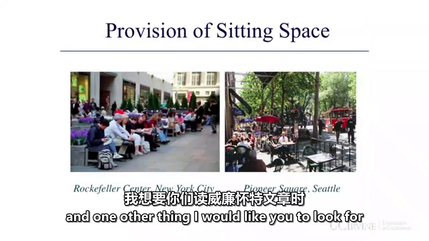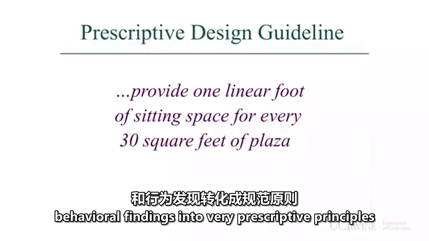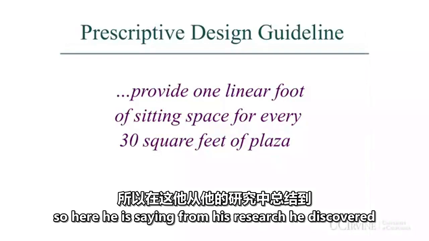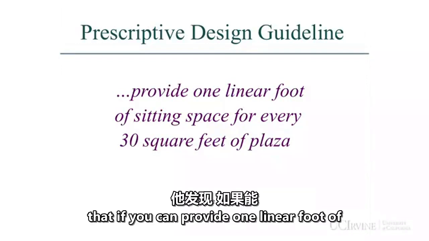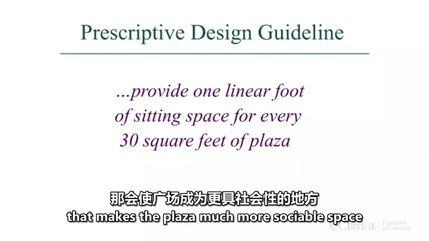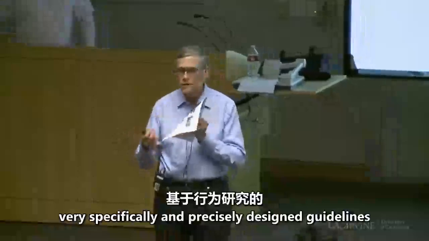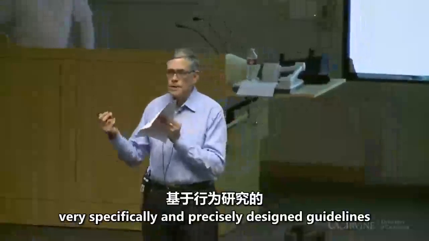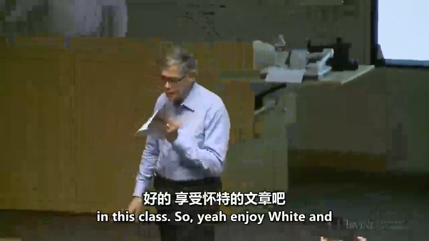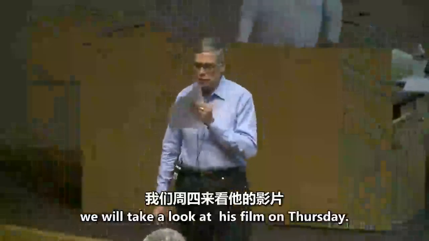And one other thing I'd like you to look for when you read William White, he talks about translating some of these design findings and behavioral findings into very prescriptive principles. So here he's saying from his research, he discovered that if you can provide 1 linear foot of sitting space for every 30 square feet of plaza, that makes the plaza a much more sociable space. So we're going to see some other examples where designers have actually tried to translate very specifically and precisely design guidelines and principles based on behavioral research, such as the kind of findings we've talked about in this class. So, yeah, enjoy White, and we'll take a look at his film on Thursday.